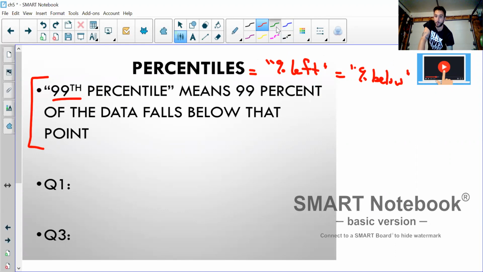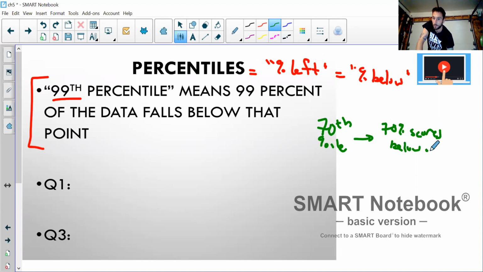If I tell you that I scored in the 70th percentile, that means 70% of scores are below mine, which of course would mean 30% of scores would be above mine. All right, so that's the idea with a percentile. And on the next slide, we'll look at a couple of visual representations.